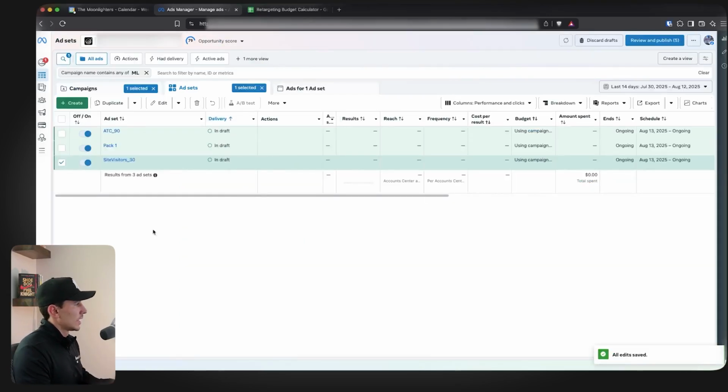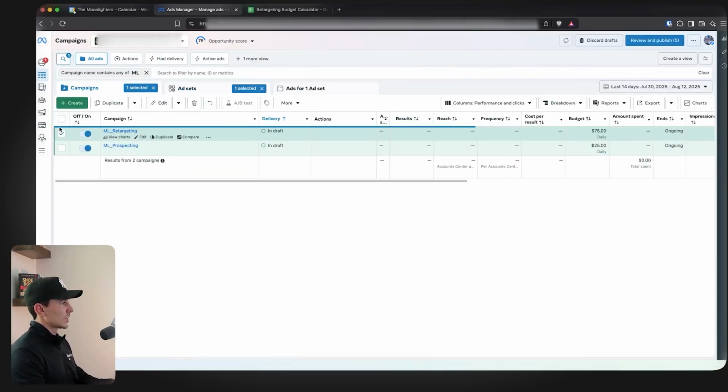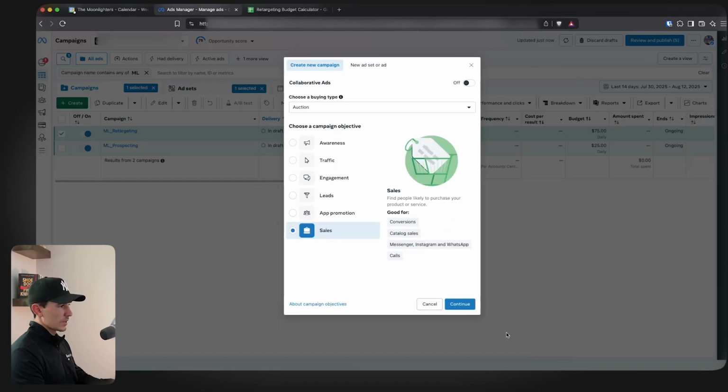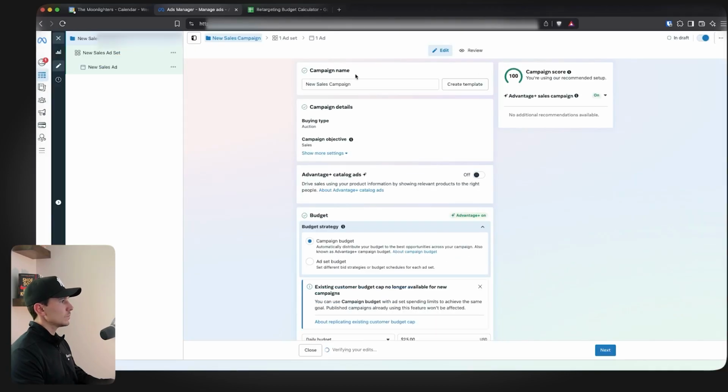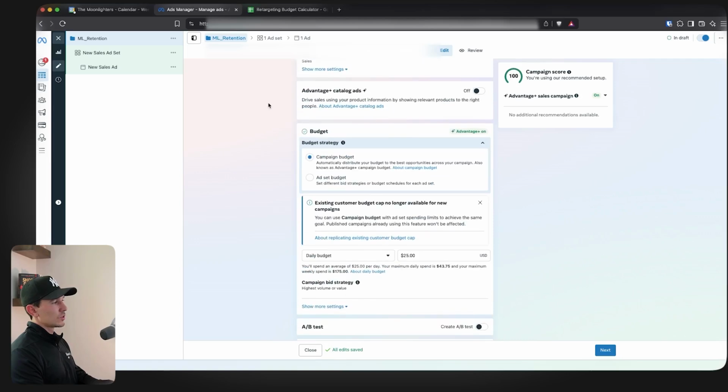So in our handy dandy ads manager, we're going to go ahead and create a new sales campaign. We're going to call this ML retention. You can call this existing customer if you want. I like to call it retention. In this campaign, we are going to set up campaign budget, but there's going to be a caveat for campaign budget versus ABO as well here.